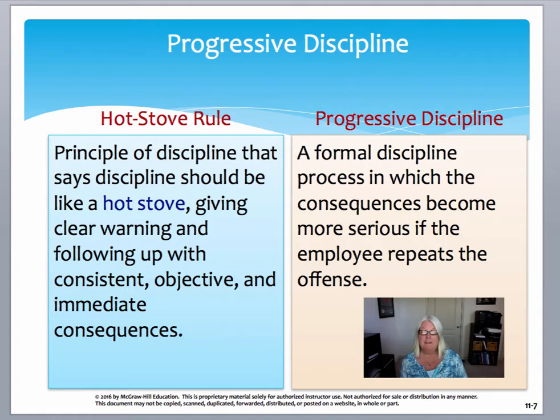So what that means is, think of a hot stove. The glowing or burning stove gives warning not to touch. Anyone who ignores the warning is burned. The stove has no feelings to influence which people it burns and delivers the same burn to any person, and it's immediate. So this is sort of a guideline for progressive discipline.